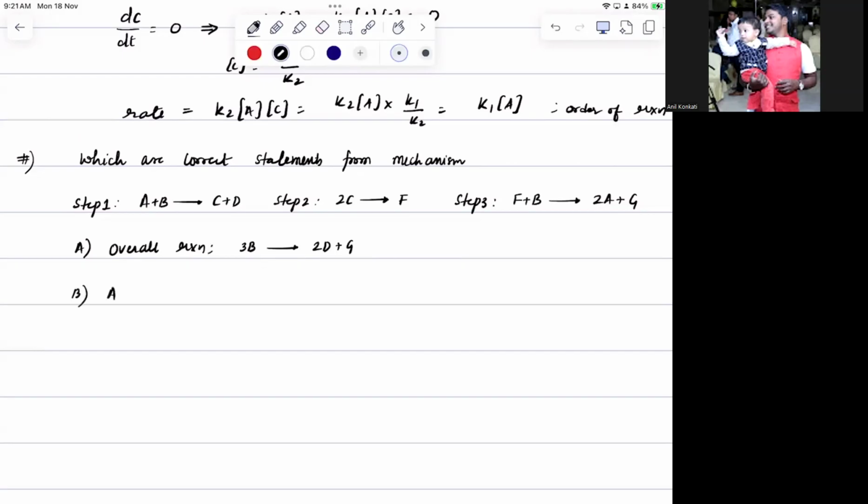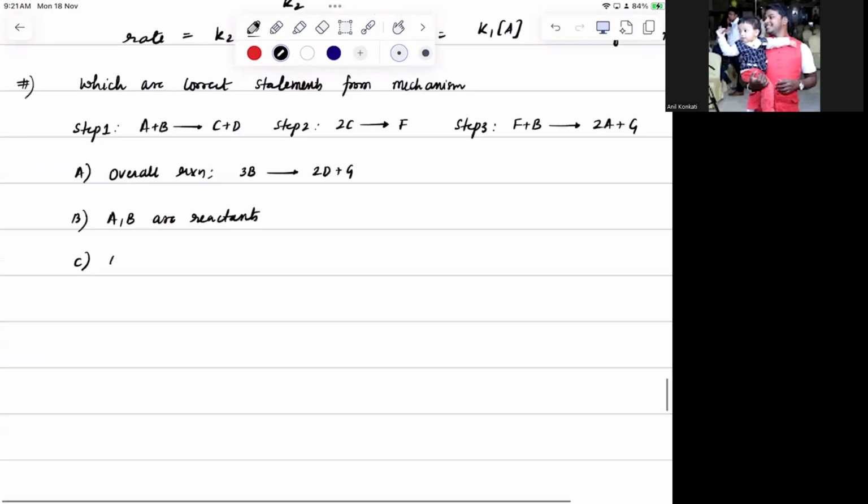Option B, A and B are reactants. Option C given is A is catalyst. Option D is C and F are reaction intermediates.